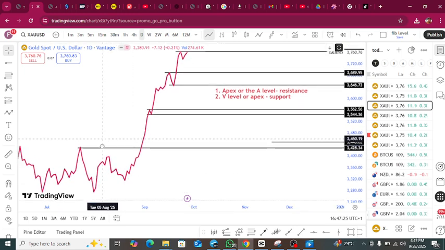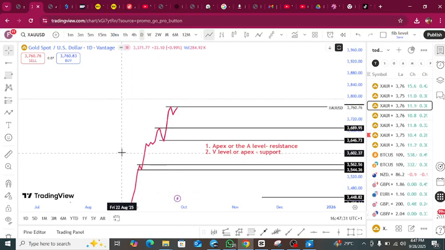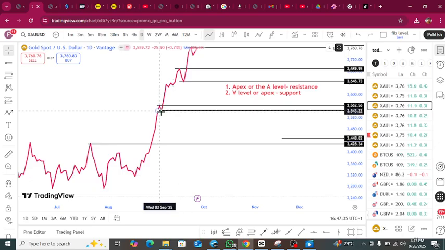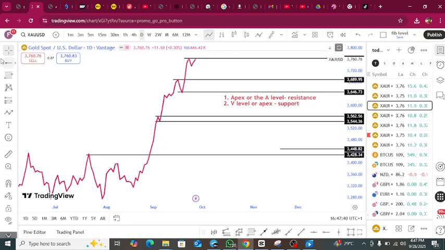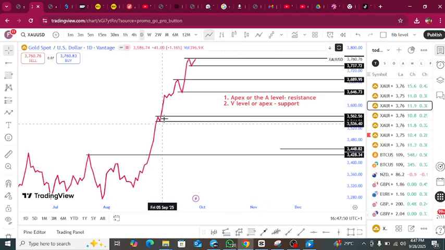Okay, so you can identify the A level. This is an A level. This is an A level. Now this is a V level. This is a V level, and this is also a V level. That's it. That is how to identify your level. You change it to line charts and then mark the A's and the V's.